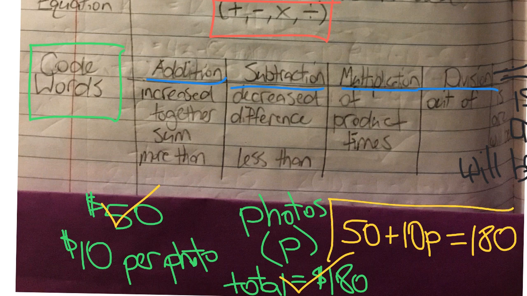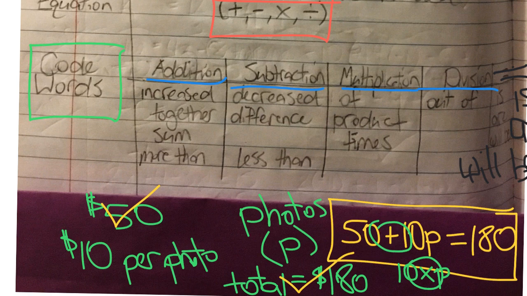So this is my two-step equation. It has an addition sign here. And we know that 10 times P, that looks like this, 10 times P, that is multiplication. So it has our two steps in there, addition and multiplication. Now, we're going to look at how to solve those in the next one.